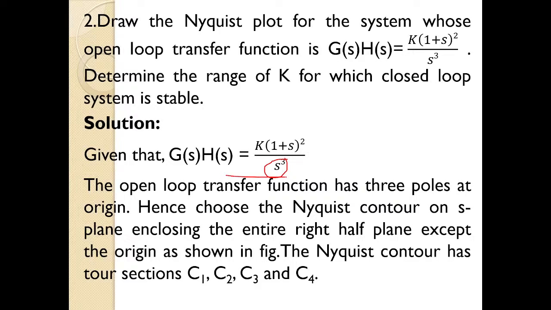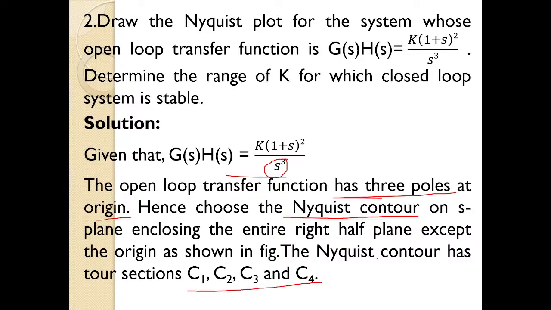Let us draw the Nyquist contour, which will lie on the right half of the entire S plane. Even if there is 1 pole, 2 poles or 3 poles at the origin, there is a singular point on the imaginary axis. In general, if there is no singular point on the S plane, there will be only three sections in the Nyquist contour. But since the poles are at the origin, the contour will not enclose that part. Therefore there will be 4 sections in the Nyquist contour.